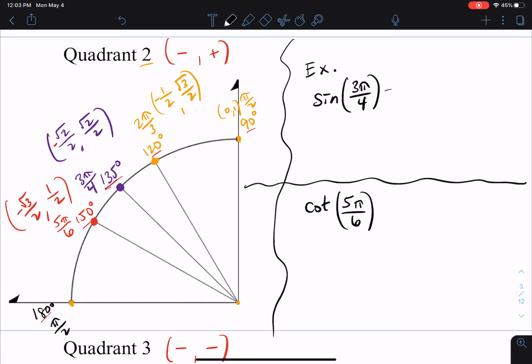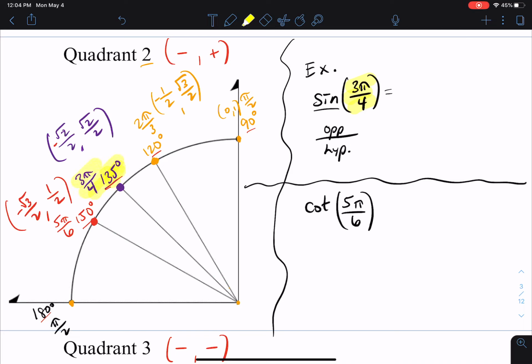Okay, so before we go on to quadrant 3, I want to answer a couple questions that you're probably going to see. Now we have all of our coordinates. We know the angle measures for each of the dots in quadrant 2 of the unit circle. Now, how do we do sine? Well, you remember sine is opposite over hypotenuse. So first of all, we've got to find the angle. That's the angle there.